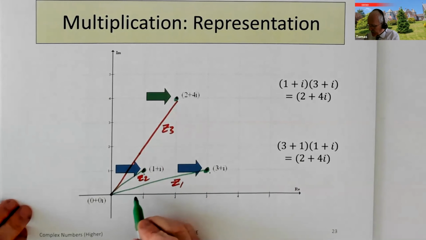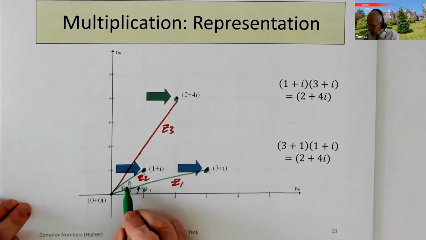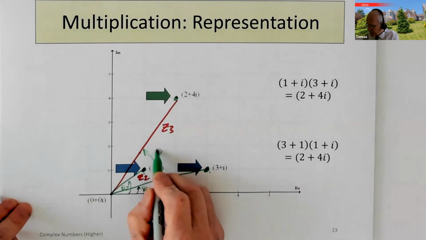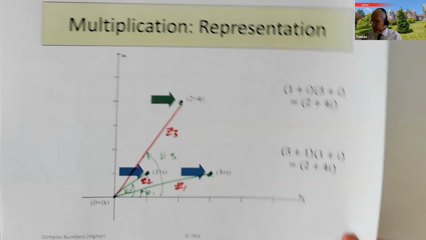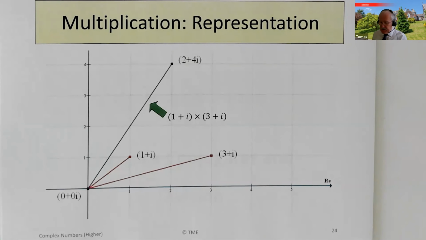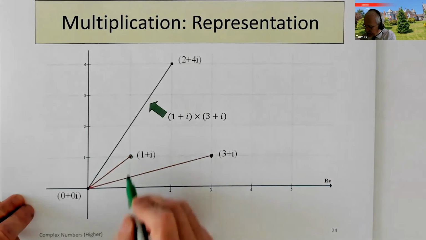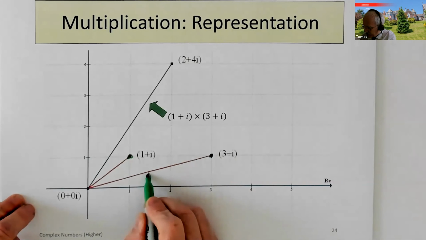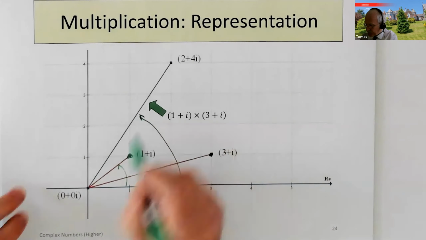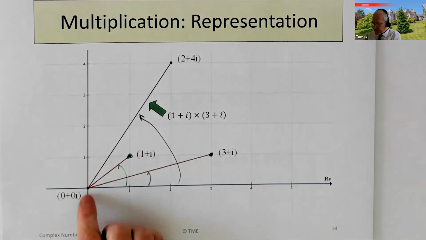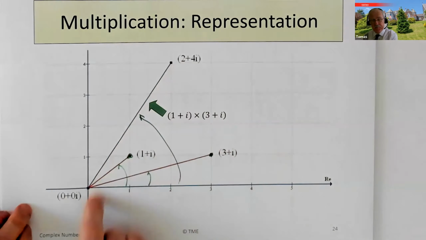We might notice, for example, that that angle there, theta 1, and this angle here, theta 2, and this angle here, theta 3, are in some way related. But first of all, we know how to do the multiplication. So there's the multiplication in a sort of slightly more polar form. We can see there's the 1 plus i, the 3 plus i, and the resulting answer there, 2 plus 4i. This is further out, and this seems to be further out again.